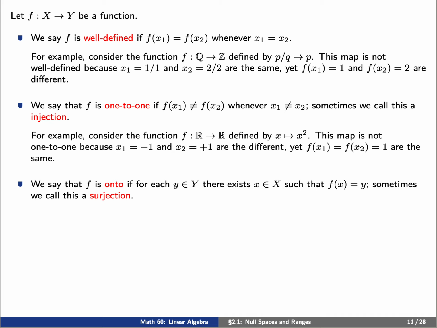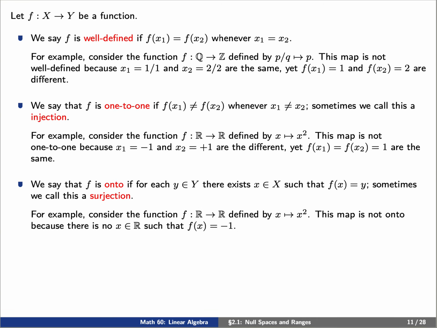We'll say that a function is onto if for each y in the codomain Y, there exists an x in the domain X such that f(x) = y. Sometimes we'll call this map a surjection. As with the previous example, if we consider a function mapping from the real numbers to the real numbers, sending a real number x to its square, we find that this map is not onto. Indeed, there is no real number x such that x squared equals -1.